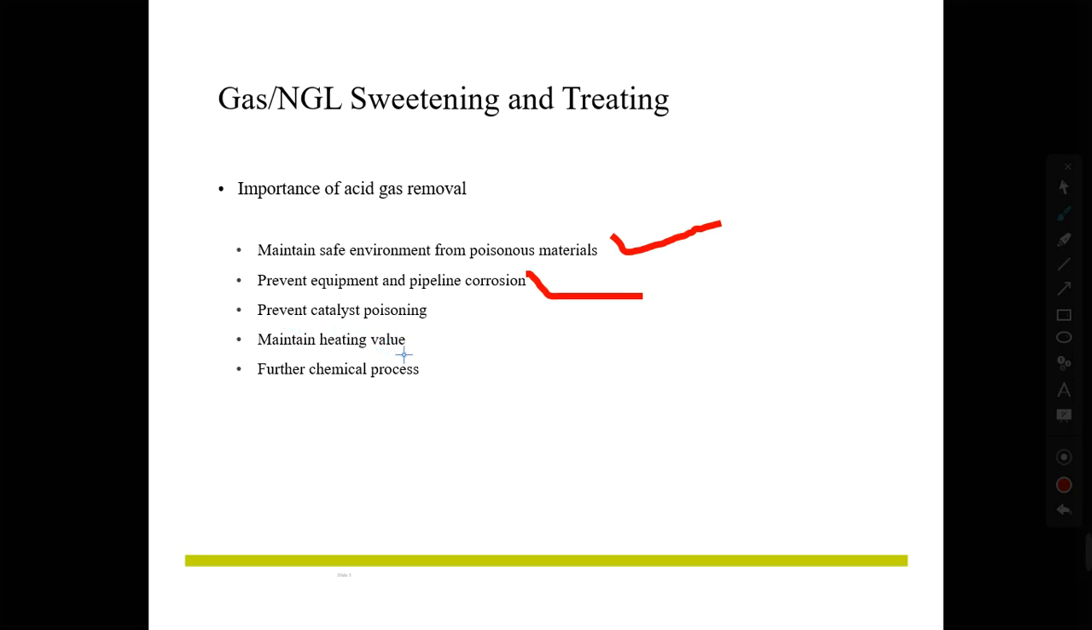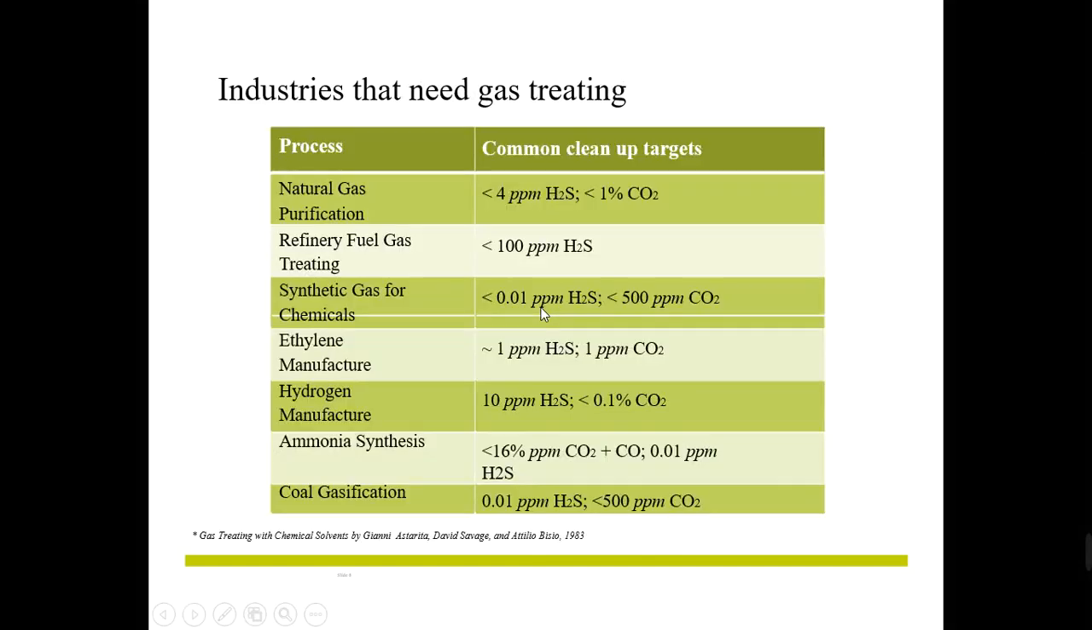Then we have to maintain the heating value. Some of the gases like CO2 reduce the heating value, so we have to remove them. And if the gas is going to a customer who will use it in further processing in another plant, these gases have to be removed because otherwise the reactions will not be stable. Now, when we talk about natural gas purification, we want H2S less than 4 parts per million, and CO2 should be less than 1%.